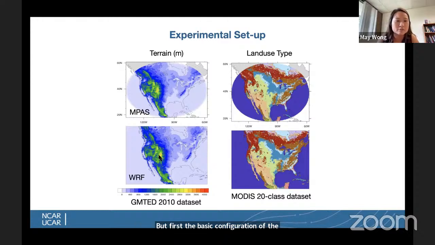These are our MPAS domain and the WRF domain here shown. We're using the GMTED 2010 data set for the terrain and the MODIS 20-class data set for the land use type for both models. And you can see that our domain covers basically most of North America. This is set up for nominally 15-kilometer mesh spacing here.